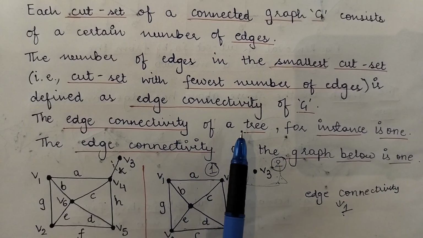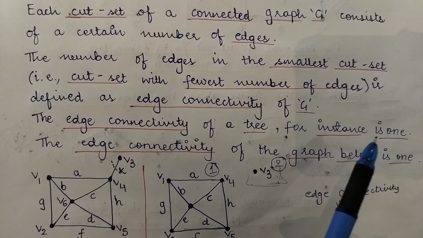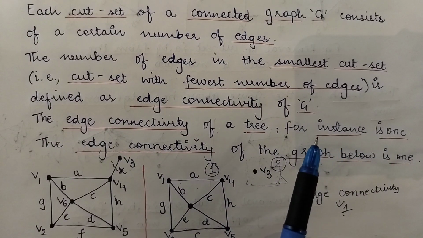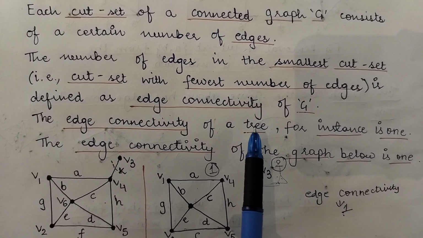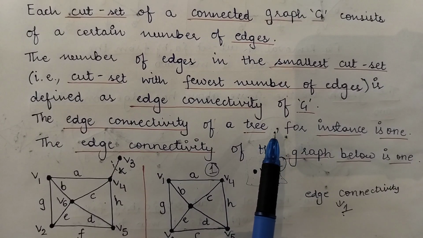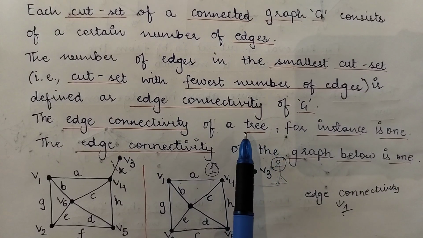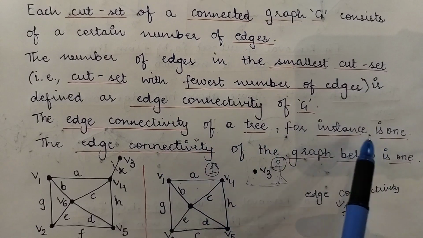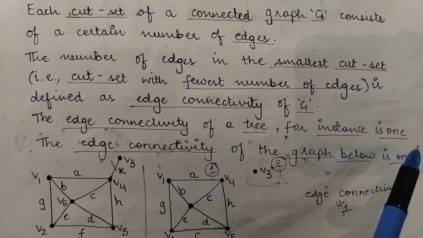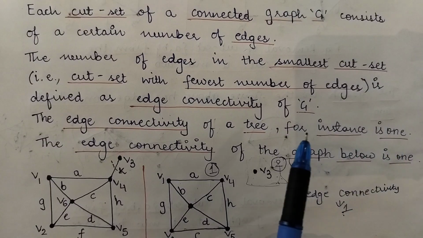In the case of a tree, the edge connectivity is always 1, because if you remove even a single edge from the tree, it gets disconnected, since a tree has only one path from any one vertex to any other vertex. So the removal of a single edge makes it disconnected. Hence the edge connectivity of every tree is 1, because that is the minimum cut set you can have in any tree.